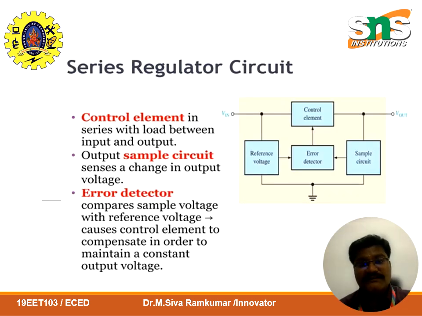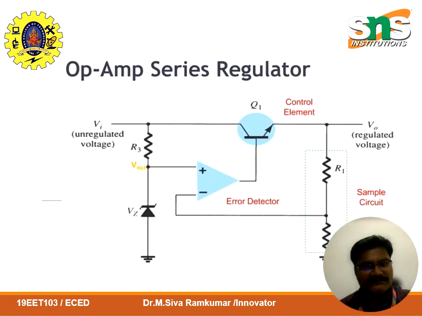Now let's explore how a series regulator circuit maintains a steady output voltage. It uses three blocks. The control element is placed in series with the load. A sample circuit senses the output voltage changes. An error detector compares this with the reference and adjusts the control element to maintain stability. This feedback loop ensures the precision of the regulation.